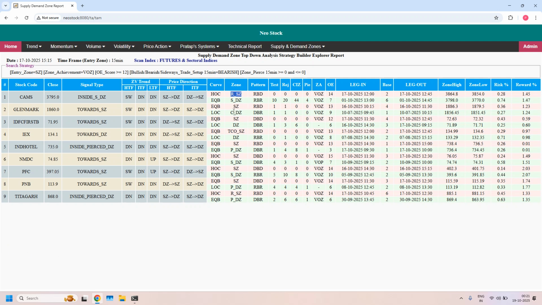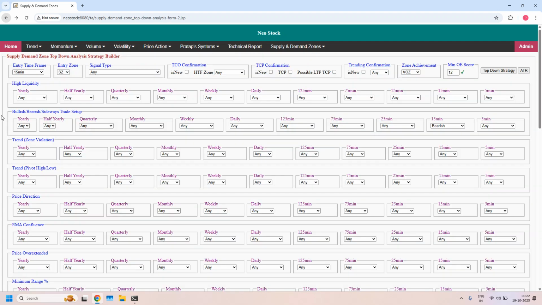Entry time frame zones are 15-minute supply zones. So in total we got 9 stocks. Let's identify high probability trade setups among the 15-minute supply zones based on the two different zone confluence and EMA confluence strategies that we learned in lesson 27. The first strategy has two steps, that is LTF and ITF supply zone confluence, and after that ITF supply zone with ITF EMA confluence.